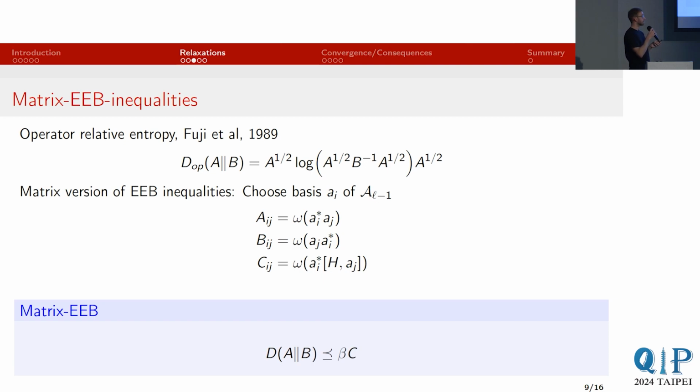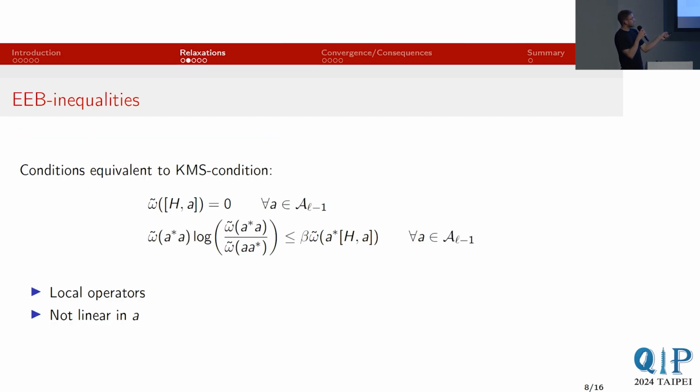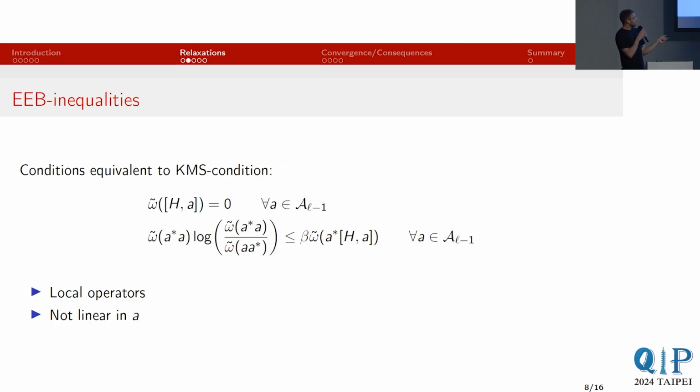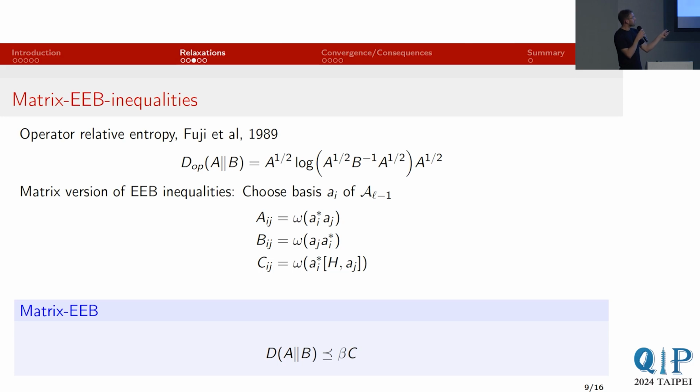And this expression here, we take some matrices, which basically takes these expressions and the conjugated one from the previous slide, as well as this matrix, and we make everything a matrix version. So we pick a basis of our subalgebra and write down these values. And then we replace this kind of relative entropy by a matrix relative entropy.